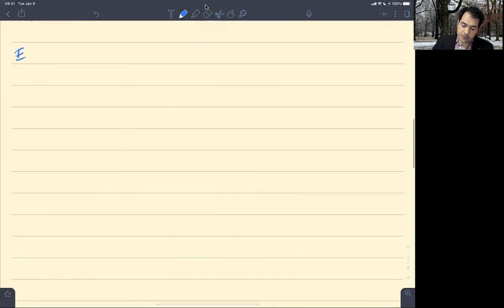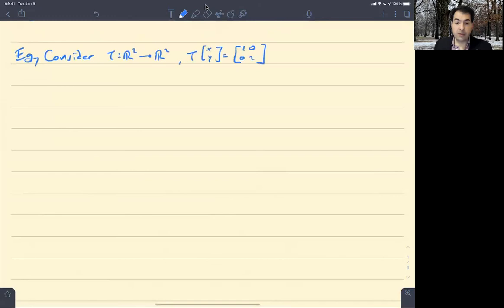So diagonal matrices are very easy to understand. And that's because their eigenvalues and eigenvectors are right there. So let's consider an example, a T, a map from R2 to R2. T takes a vector (x, y) and multiplies it by the diagonal matrix with 1 and 2 on the diagonal. So that's the same as saying it's going to give you back x and then 2y.